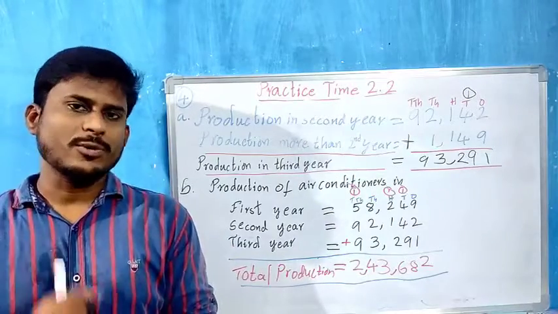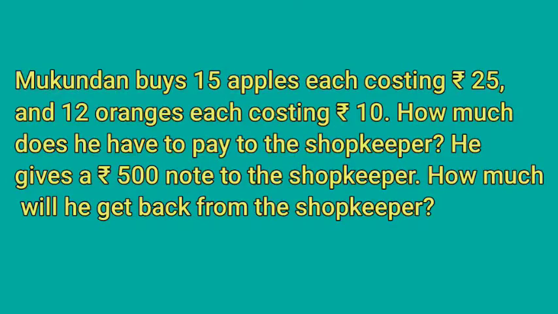Let us look at one more problem. Here is one more question. Mukundan buys 15 apples, each costing rupees 25, and 12 oranges, each costing rupees 10, children. Now, how much does he have to pay to the shopkeeper? And when he gives a rupees 500 note to the shopkeeper, how much will he get back from the shopkeeper? So this is our question, children.